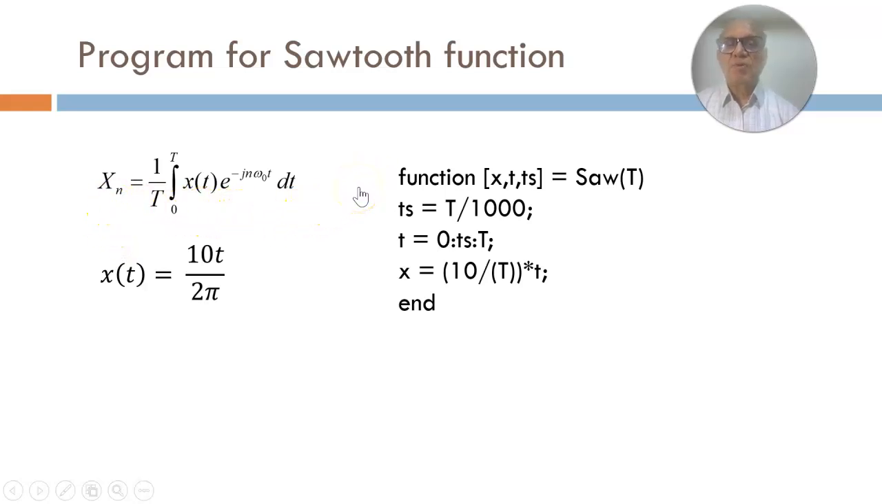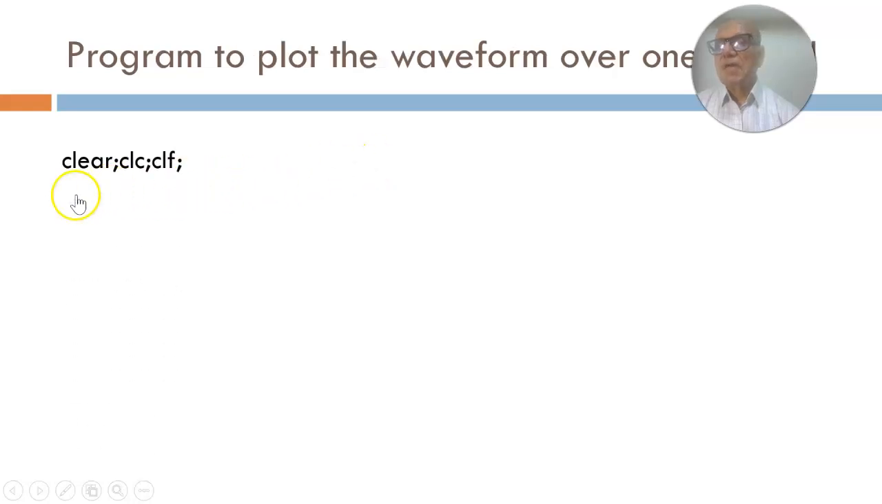So the next part of the program will be the main program which will be using this function. So let us see what it is. As usual, we clear the variables, clear the console, clear the figure, then define T equal to 2 pi. Remember, this is the main program which is going to call the function, and this is the parameter which has to be passed to the function. So T is equal to 2 pi. And now you call the function. These are all output parameters, x, t, ts. This is equal to saw(T).